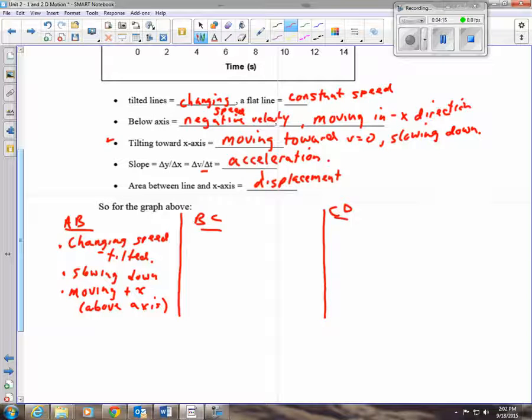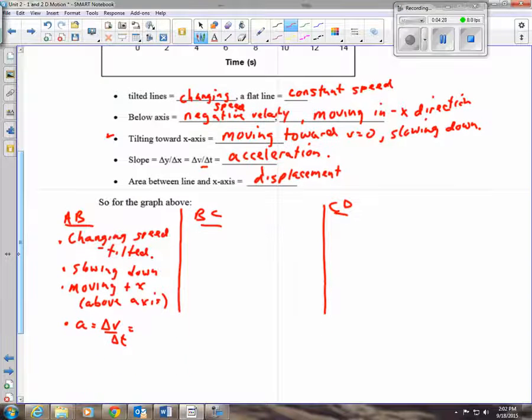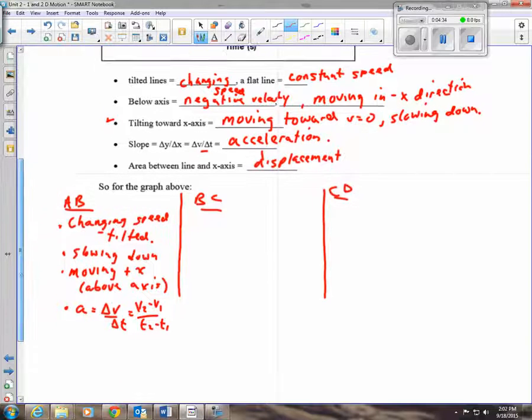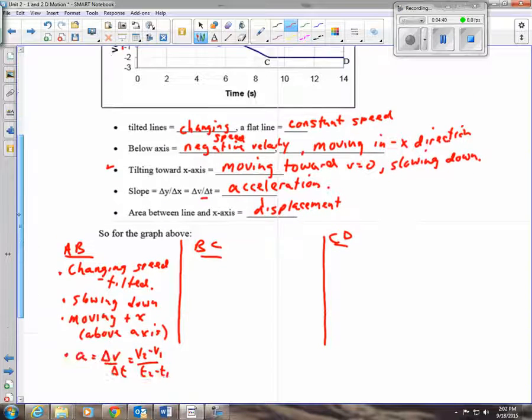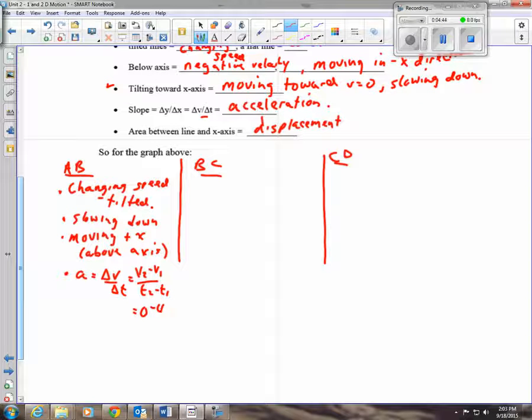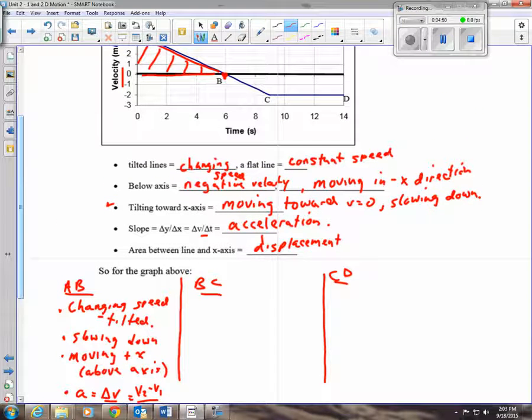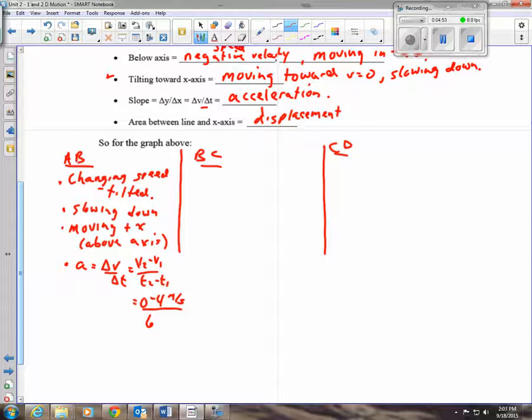Okay? Now we can calculate the acceleration. The acceleration is change in velocity over change in time. We always do final minus initial for this. So it's going to be v2 minus v1 over t2 minus t1. So it ends at 0 here. It started at 4 there. So it's going to be 0 minus 4 meters per second over, and then my time is from 0 to 6. So 6 minus 0. And that gives me -0.66 meters per second squared, repeating.